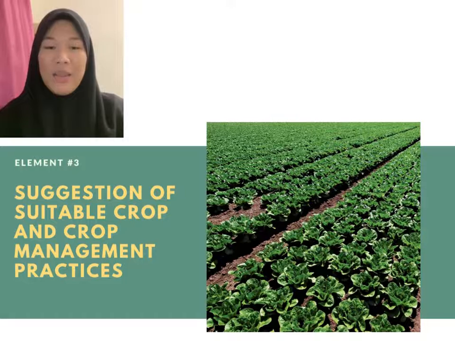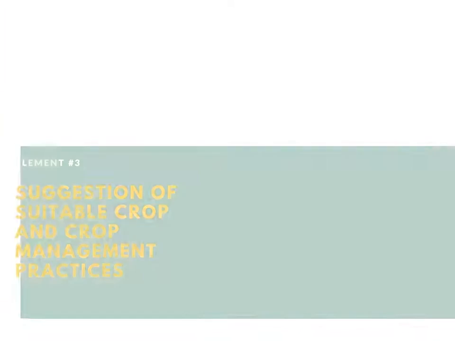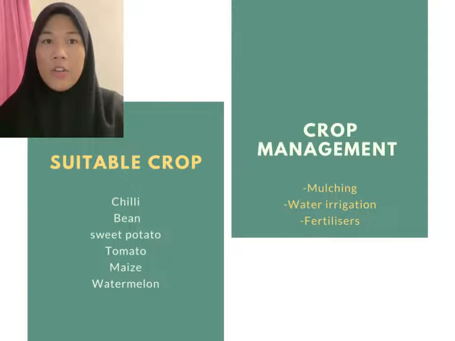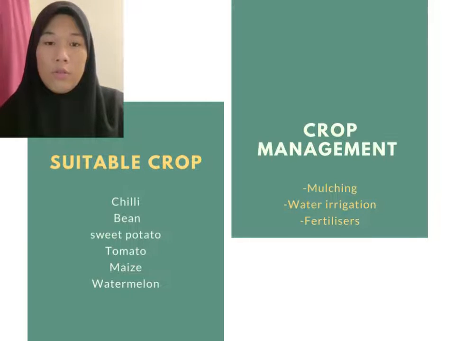Lastly, the third element that I want to share in this presentation is the suggestion of suitable crops and crop management practices. The suitable crops that can be planted on the bris soil are chili plant, bean, sweet potato, tomato, maize, and watermelon. Next, the crop management technique that can be used is mulching with rice straw, empty oil palm fruit bunches, and biochar. It can help with nutrient retention, water retention capacity, and root growth.